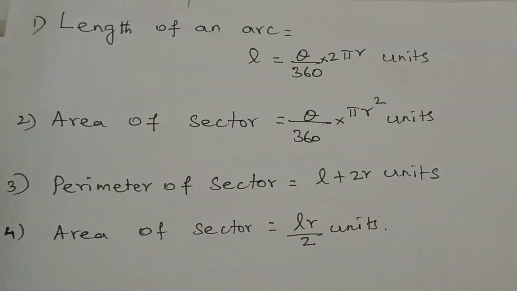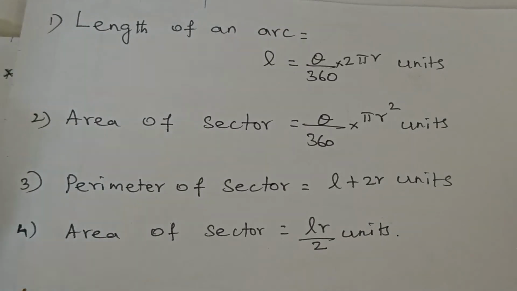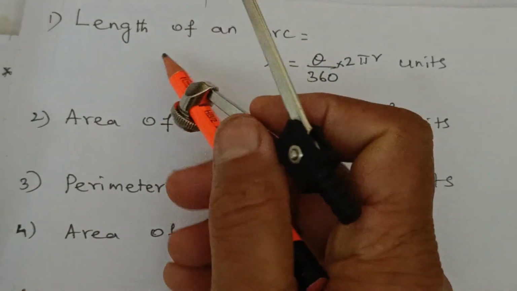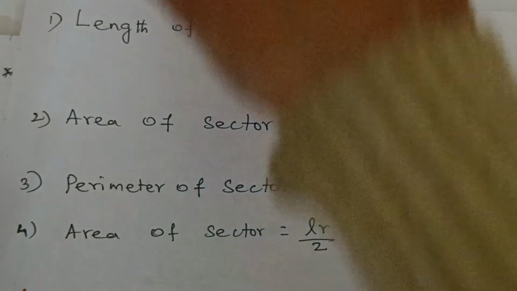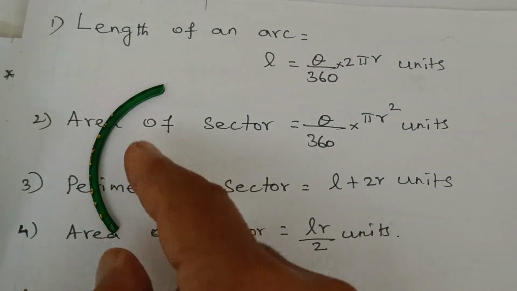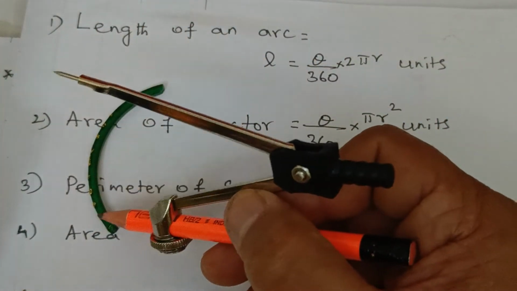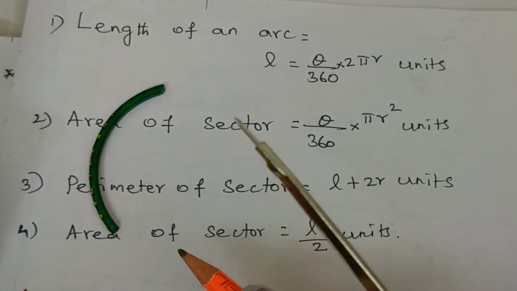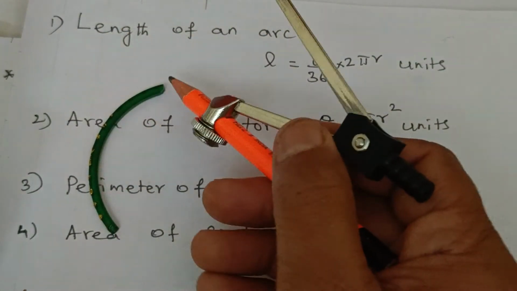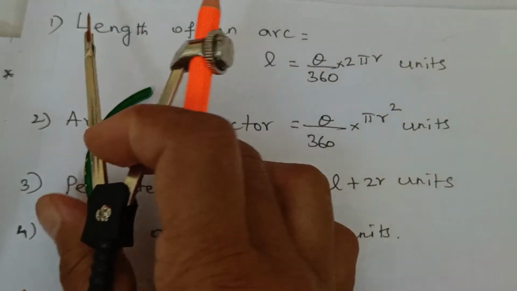We have 4 more formulae to know about the parts of a circle. We know what is an arc. What is an arc? It's a broken piece of a circle, isn't it? So how to find the length of this arc? The length, it's a curved line. If it is a straight line, we can use a ruler and measure it, but it's a curved line. So to find the length of this arc, we have a formula.